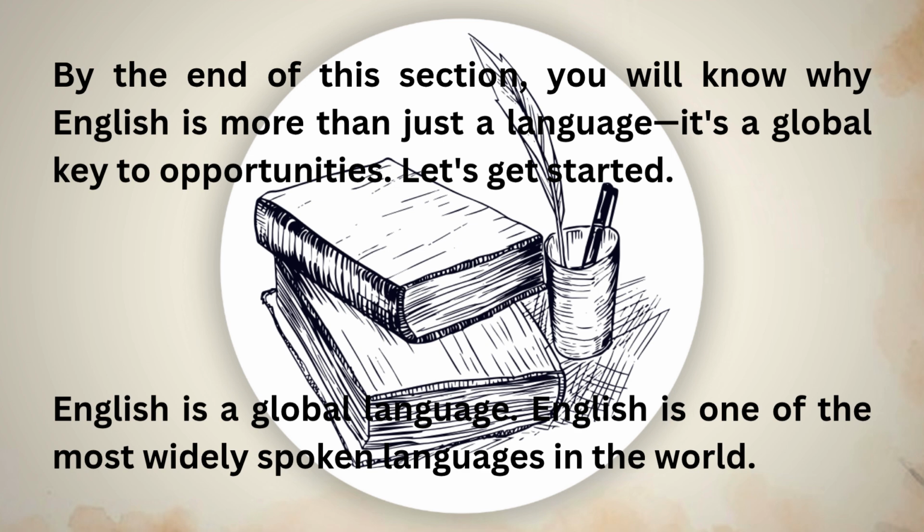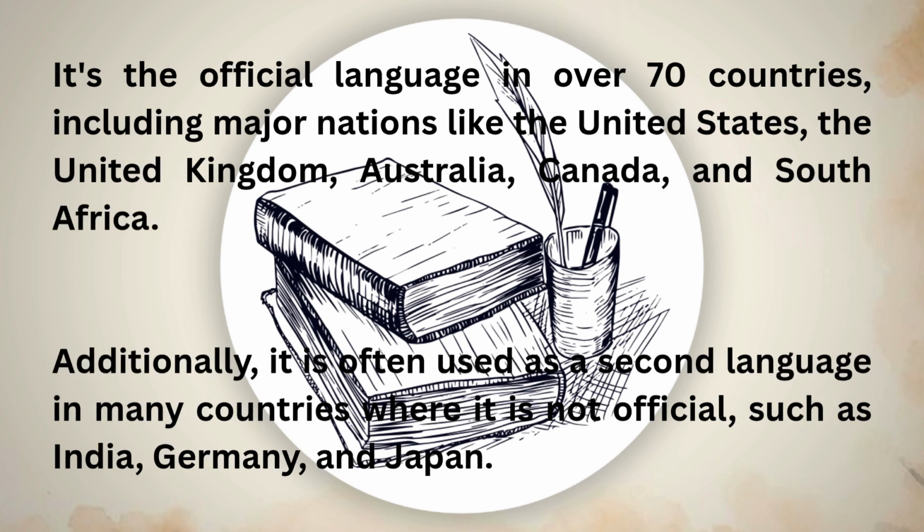English is one of the most widely spoken languages in the world. It's the official language in over 70 countries, including major nations like the United States, the United Kingdom, Australia, Canada, and South Africa. Additionally, it is often used as a second language in many countries where it is not official, such as India, Germany, and Japan.